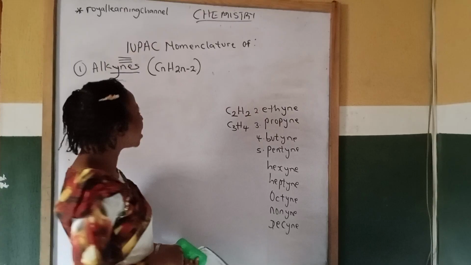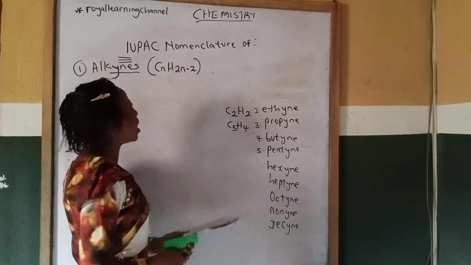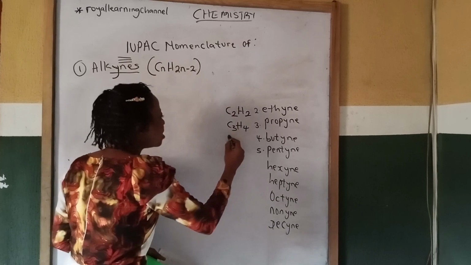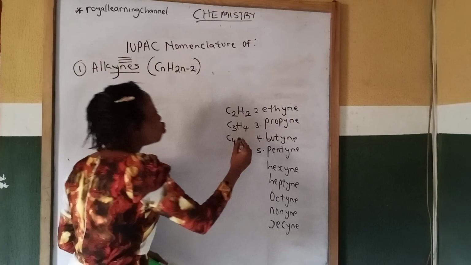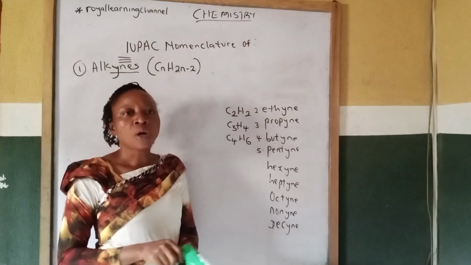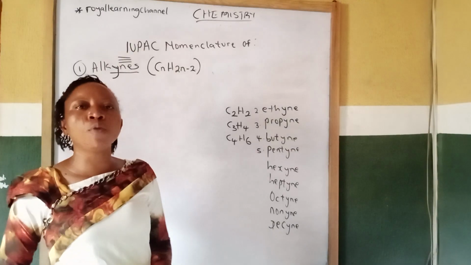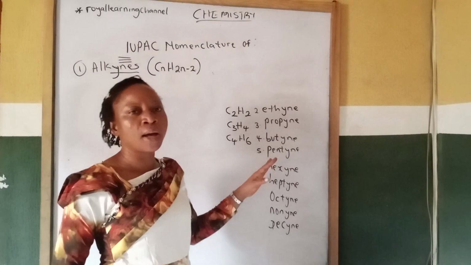For that of butyne, substitute 4 into this general formula. C times 4, that is C4. 2 times 4, 8. 8 minus 2 will give me 6. Then you can also follow the homologous series in deriving the molecular formula for other members.